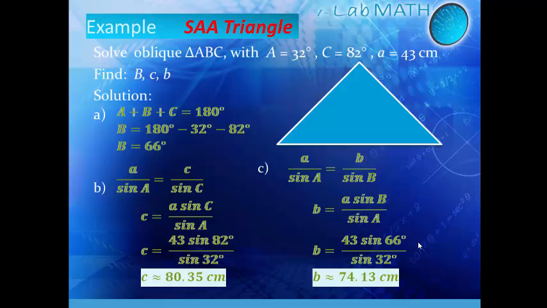There you go. We were able to solve oblique triangle ABC. Six parts are now known.